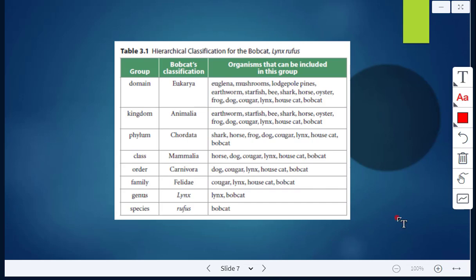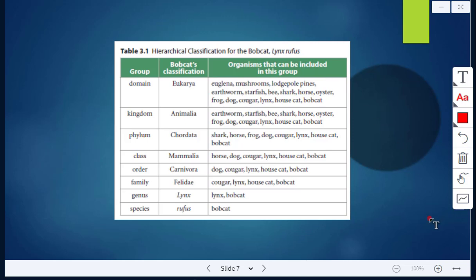All right, so here we're just looking at an example, the classification for the bobcat, and its genus name is Lynx, and its species name is Rufus. So going through here, getting more and more specific, we start with domain. It is in the domain of Eukarya. The other organisms that can be included in this domain are shown here.